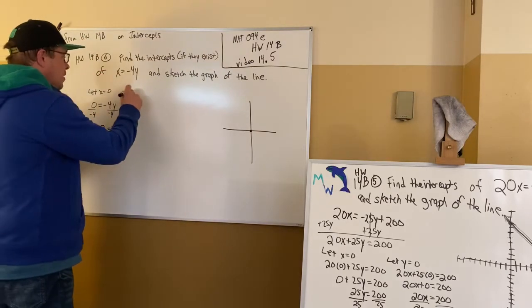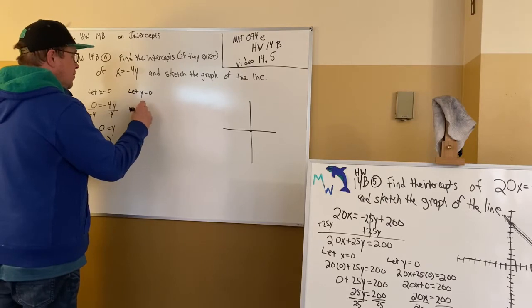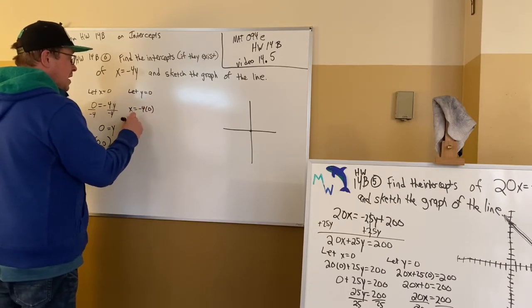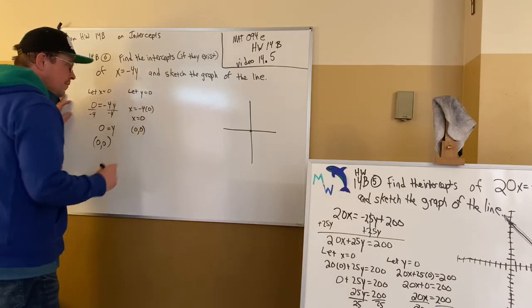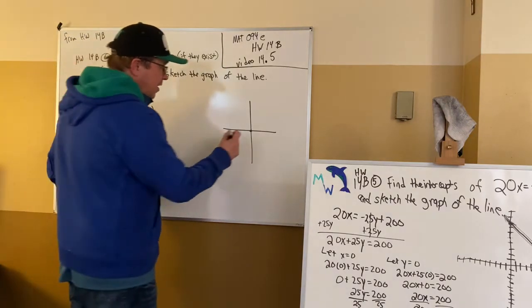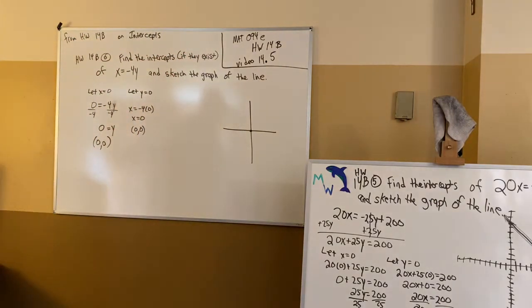Okay, now I'm going to let y equal 0. I'm going to get x equals negative 4 times 0, not negative 40. X equals 0. We got 0, 0, the origin. I'll go graph that point. When I'm graphing that point, I'm actually graphing the same point that I already did. Both the x-intercept and the y-intercept are 0, 0, the origin.